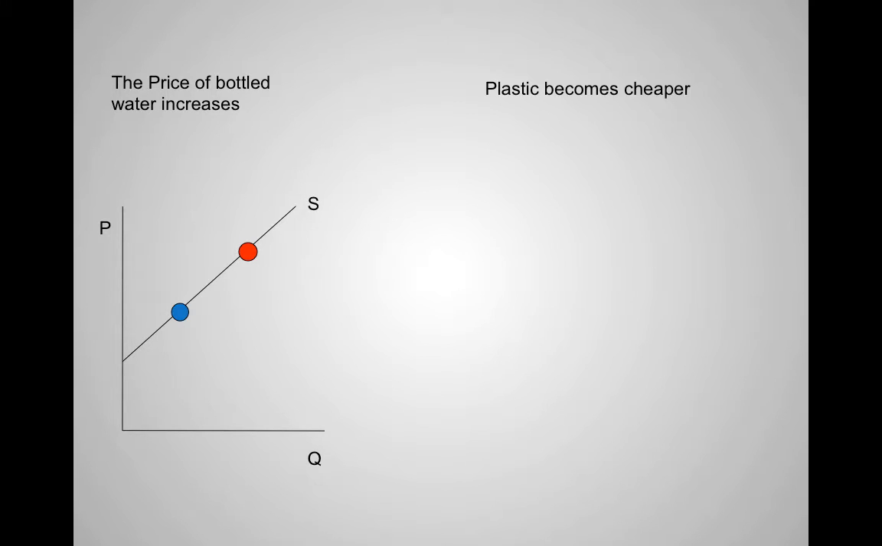However, if there is ever any other reason listed besides price, that's what we call a determinant, and it causes the whole curve to shift. If we were looking at that same market for bottled water, and we're looking at producers' ability to produce, if plastic, which is a resource that producers need to create the bottles, got cheaper, they would be able to produce more bottles at a cheaper price, and supply would shift to the right.